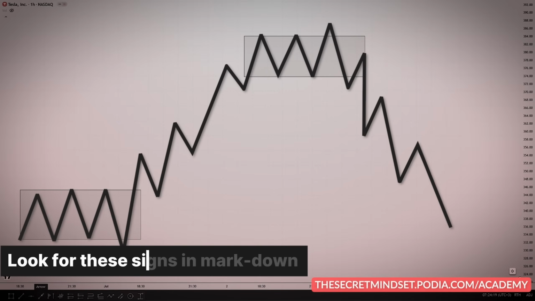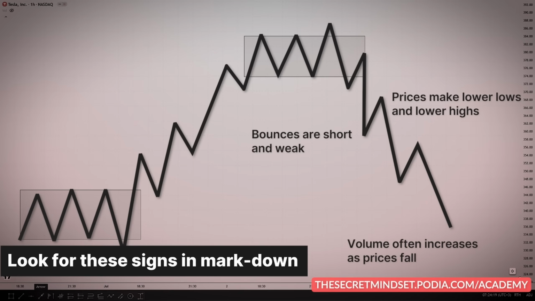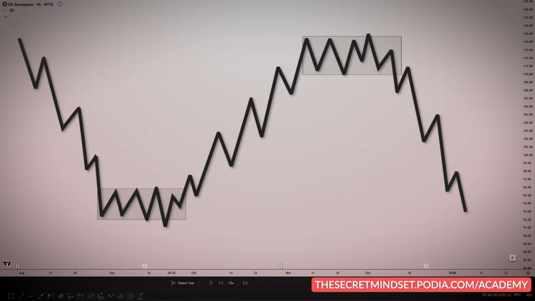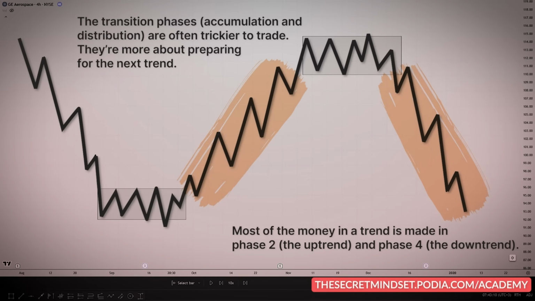Again, look for these signs in a downtrend. Prices make lower lows and lower highs. Volume often increases as prices fall. Bounces are short and weak. Each new low is met with more selling. Most of the money in a trend is made in phase 2, the uptrend, and phase 4, the downtrend. The transition phases, accumulation and distribution, are often trickier to trade. They are more about preparing for the next trend.